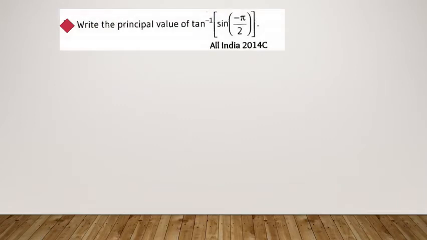Here is the first question. We need to find the principal value of tan inverse sine of minus pi by 2. Here tan inverse sine of minus pi by 2 is given. So first we need to find sine of minus pi by 2, then we substitute that answer here, then we need to find tan inverse of it.